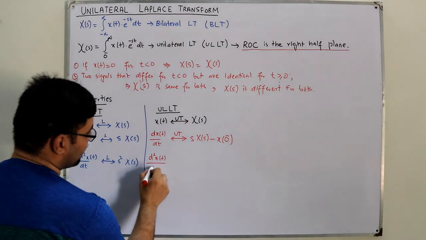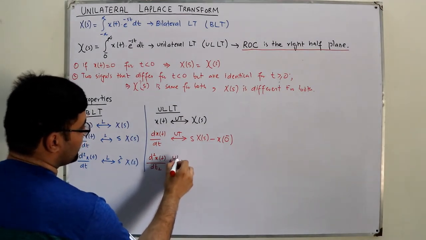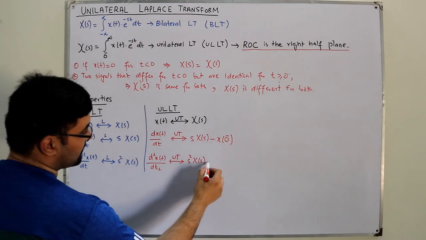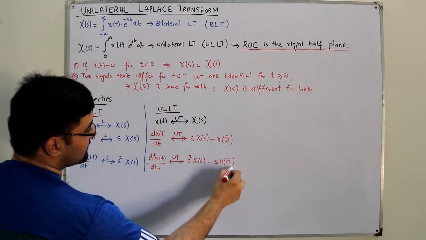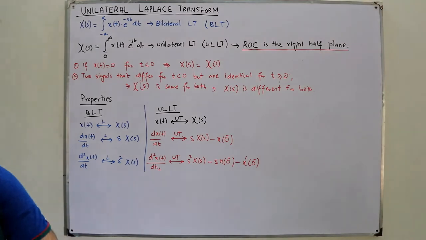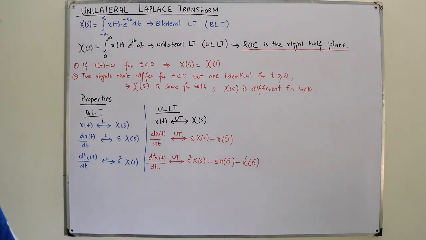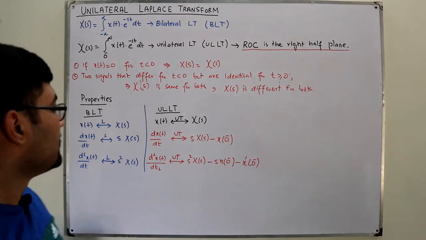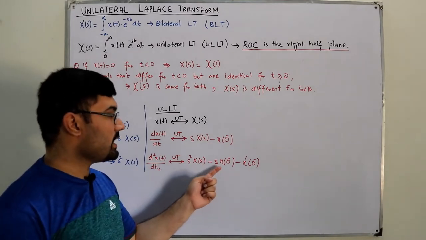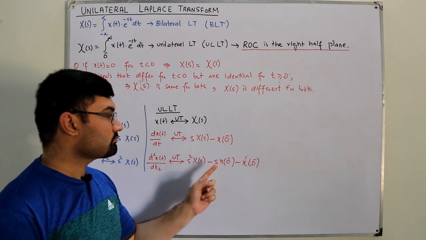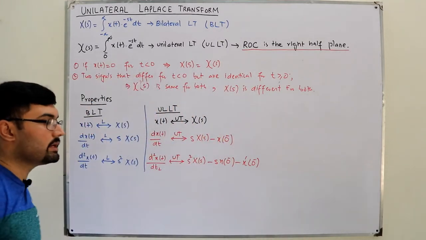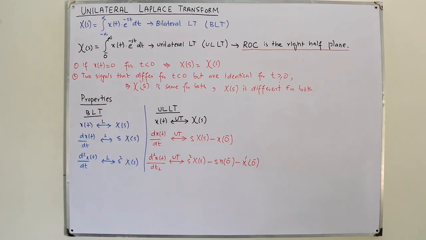Similarly, for the second derivative, the unilateral Laplace transform would be s squared times x of s minus s times x of 0 minus minus the derivative of x at 0 minus. Isn't it like this? It is. For the third derivative, you have s cubed x of s minus s squared x of 0 minus, s times this and that. So please check it in the book, I am getting a little confused. But in that case, the second derivative may also be involved. So this was the difference that I needed to talk about.